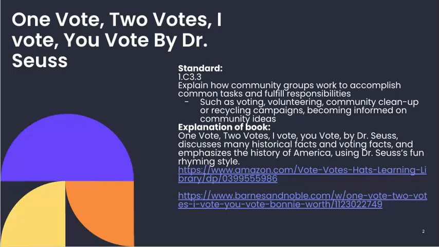So the explanation of the book is that in this book by Dr. Seuss, they discuss many historical facts and voting facts and really emphasize the history of America. And this is all done using Dr. Seuss's fun rhyming style that he typically uses in mostly all of his books.